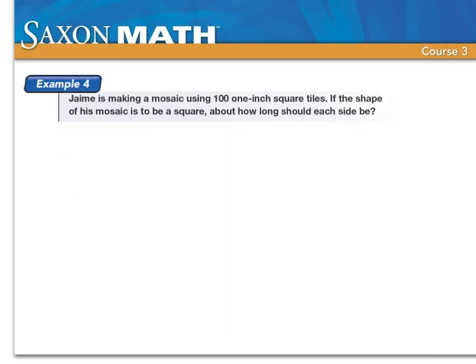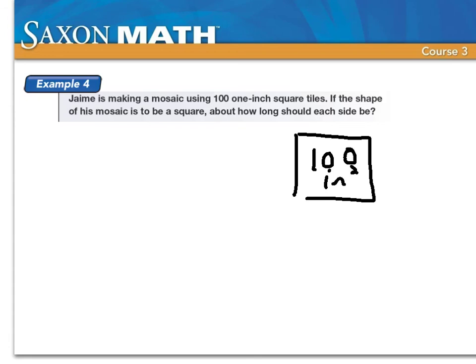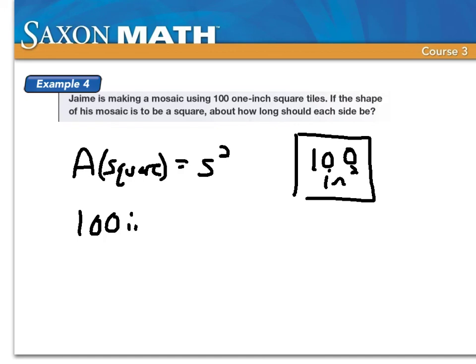It says Jaime is making a mosaic using 1-inch square tiles. If the shape of his mosaic is to be a square, about how long should each side be? So what they're telling us is the area in here is 100 inches squared. Well, we know that the area of a square is a side times itself, or side squared. So I know that my area is 100 inches squared, and that a side times itself should equal that. So all I need to do is solve for s.